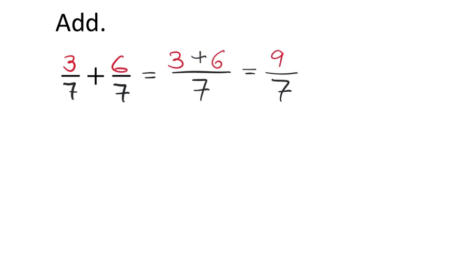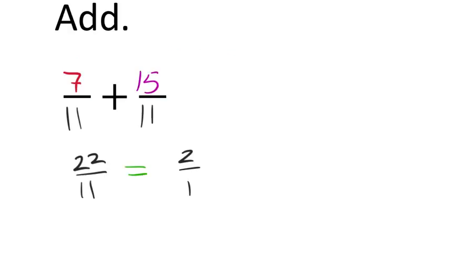If we were to take this example, we can divide both the 22 and the 11 by 11, and that would give us 2/1. Now, is 2/1 considered fully simplified?